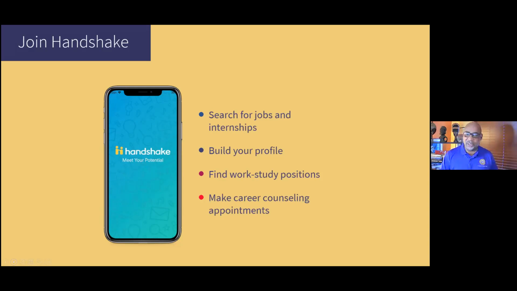Work study positions are available on there also. You can make your career counseling appointments. You can have all kinds of points of contact with CSLD through Handshake. So make sure that your Handshake profile is set up. Chris.